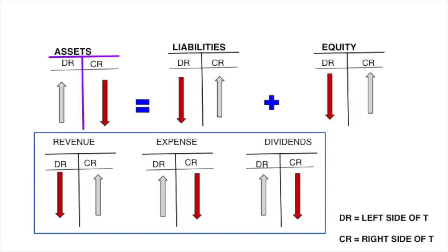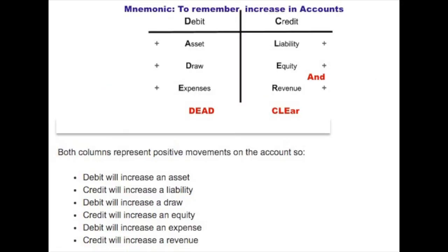Liabilities and equity sit on the other side of the equation. Therefore, their increases and decreases are opposite to assets. Liability and equity increase on the credit side and decrease on the debit side. Spend some time remembering these debits and credits. Once you get the hang of this, accounting will become very easy.